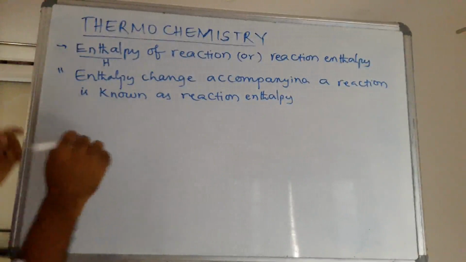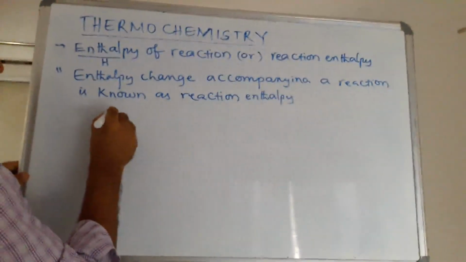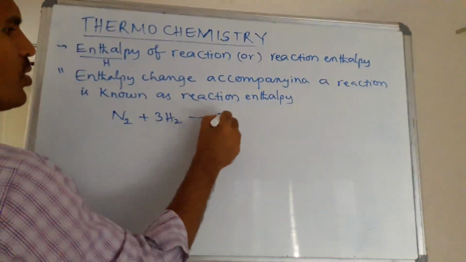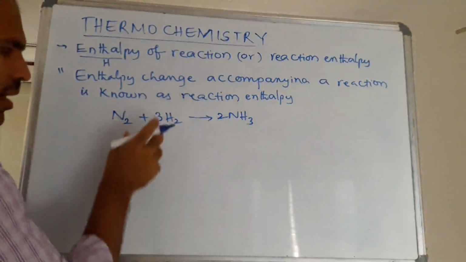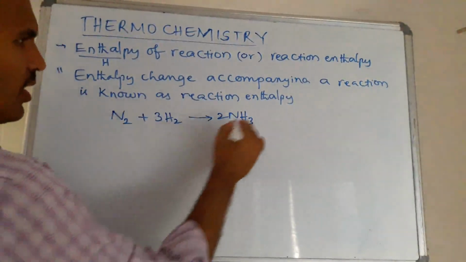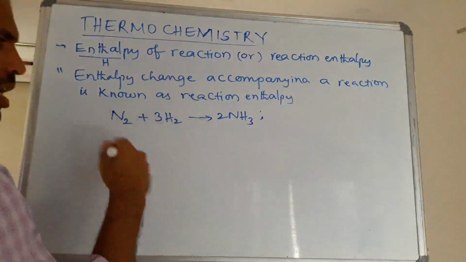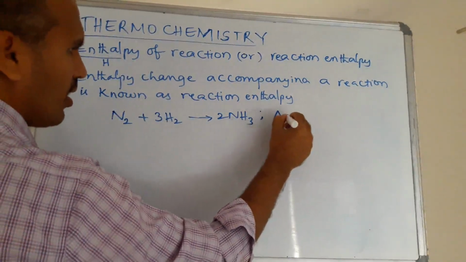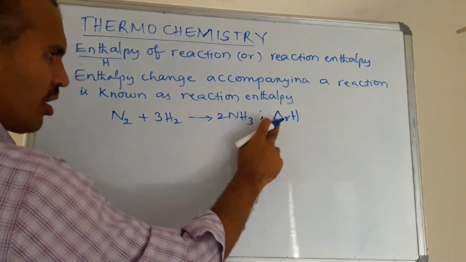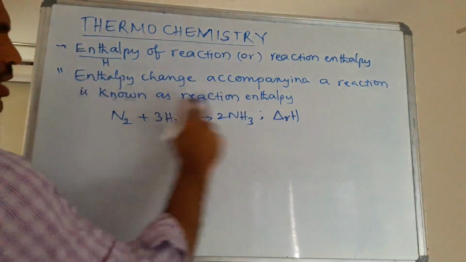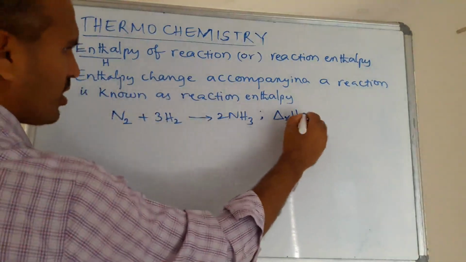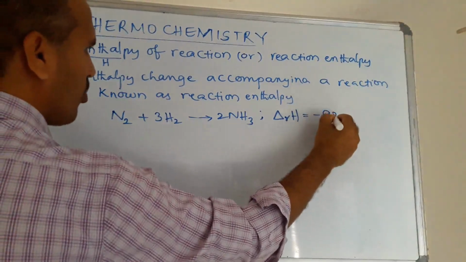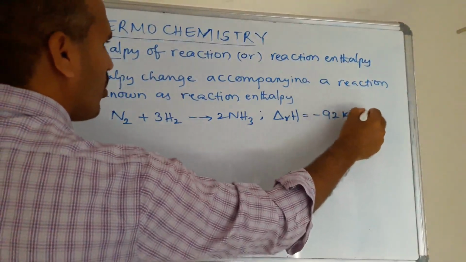To understand this definition, write for example N2 plus 3H2 gives 2NH3, reactant converting into product. In this conversion, energy is liberated, denoted with ΔrH. Delta means change, H means enthalpy. The change in enthalpy of reaction is minus 91.8, which we can round off to minus 92 kilojoule per mole.